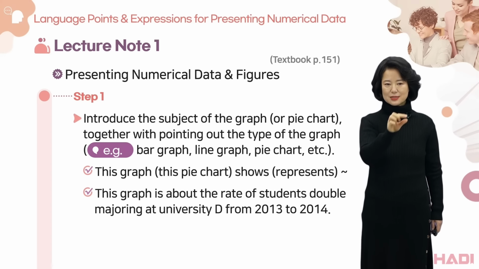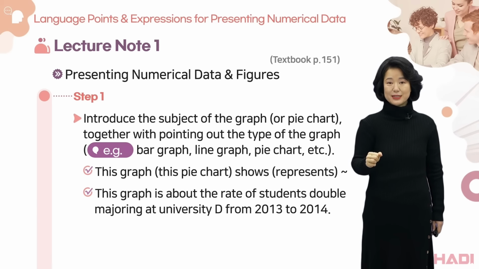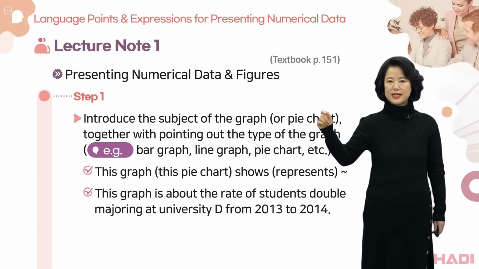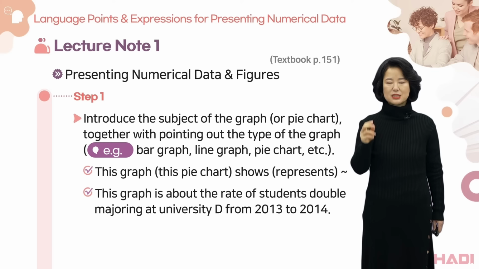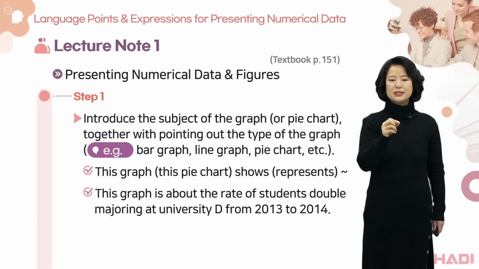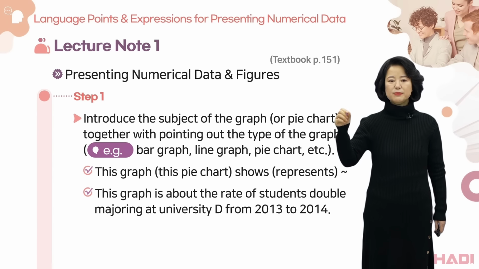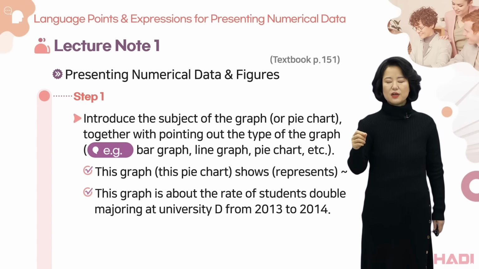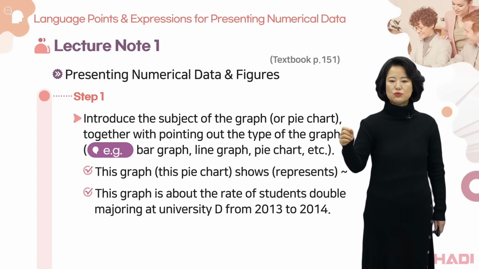So let's practice some lines here together. Ready? Let's read it together. Ready? Go. This graph shows blah, blah. This pie chart represents blah, blah. This is the best expression. And next, let's read it together. This graph is about the rate of students double majoring at University D from 2013 to 2014.